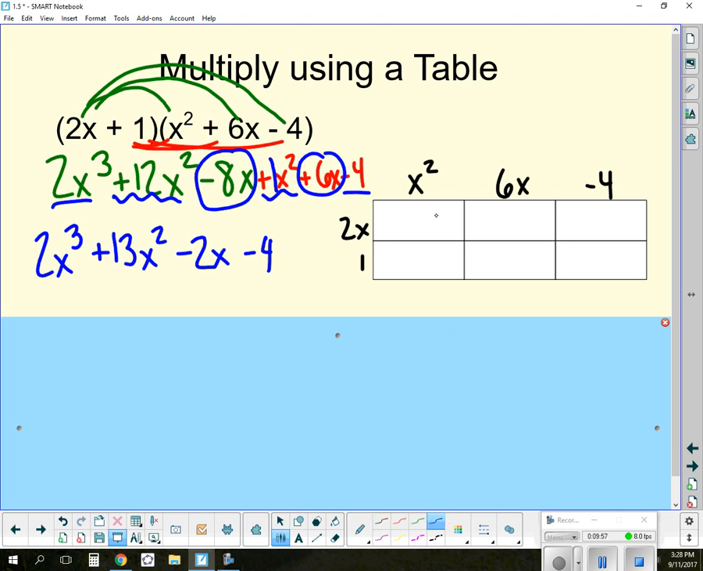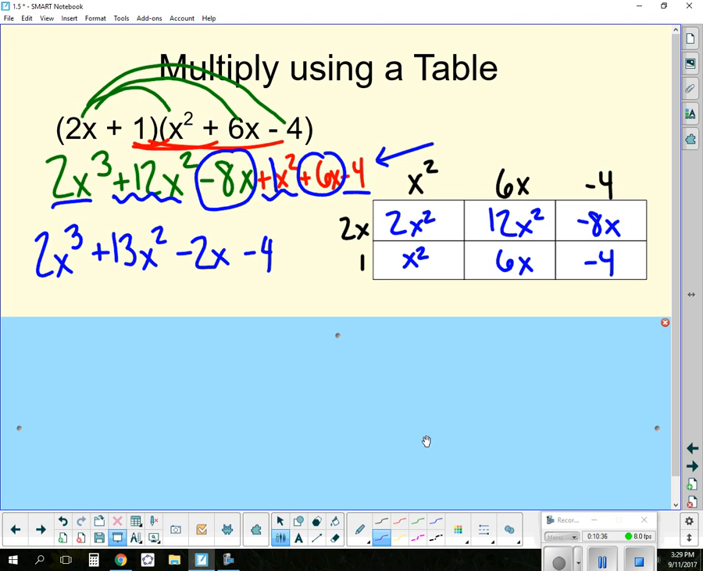And then what you're going to do is multiply whatever lines up with this. So x squared and 2x, 2x squared. 6x and 2x, multiply the outside terms on each one. That would be 12x squared. Outside of this box, I have negative 4 and 2x, negative 8x. Here I have 1 and x squared, 1 and 6x, and 1 and negative 4. And if you look, these are the exact same terms I have right here in that line. Then you would need to take one more step where you combine your like terms.